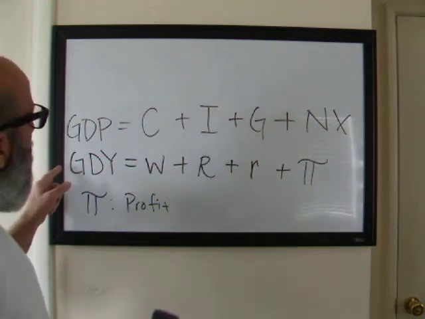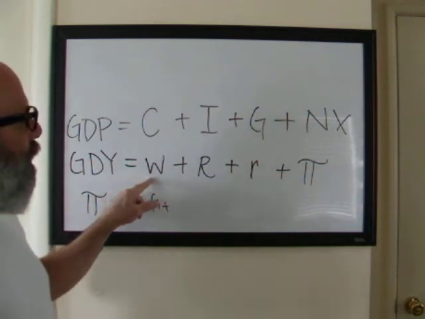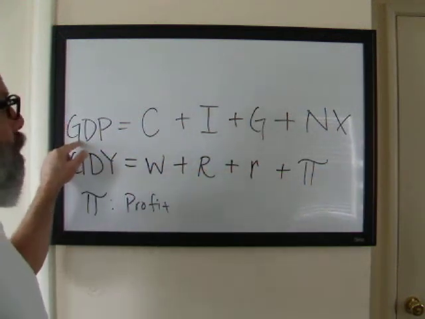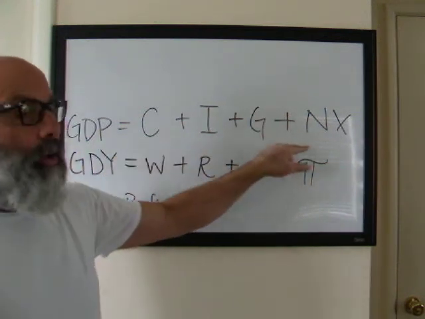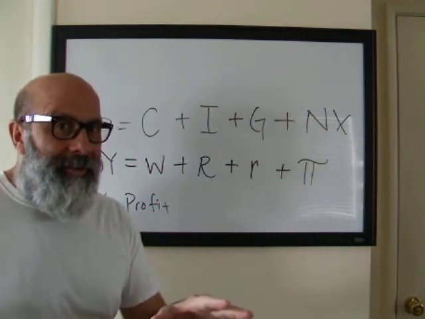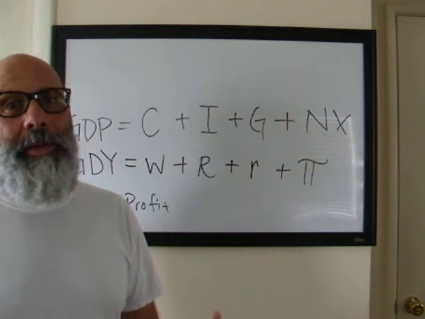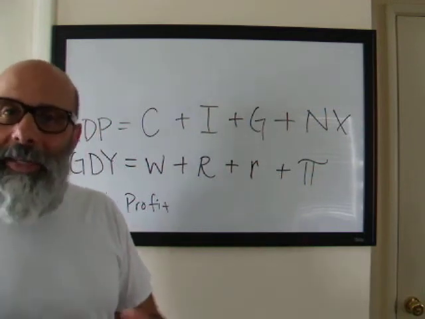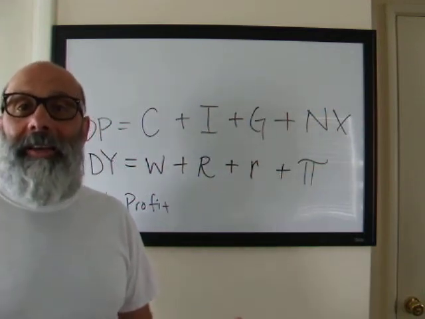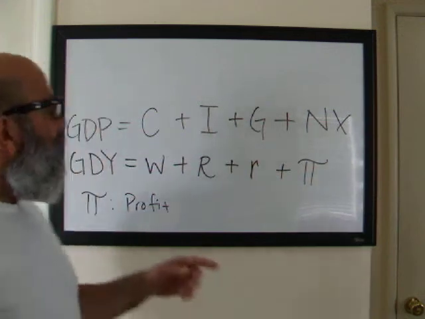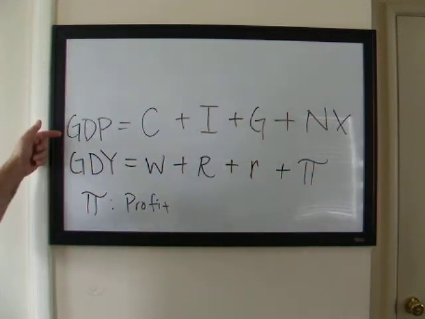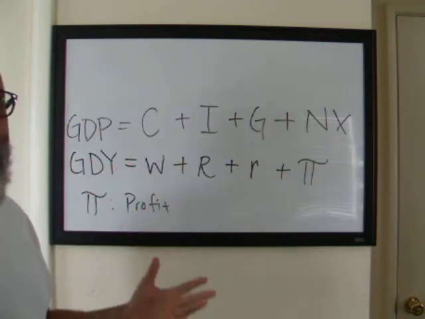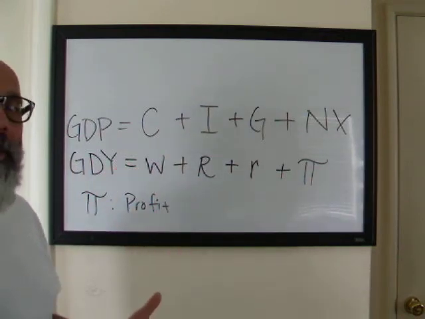So here we have gross domestic income. These are all the income earners in our economy. Here we have gross domestic product. These are all the purchasers in our economy. This goes back to the idea of general equilibrium. When domestic income and domestic output equal each other, the economy is at a general equilibrium. So if we calculate GDP and GDY and they're the same values, the economy is at a general equilibrium.